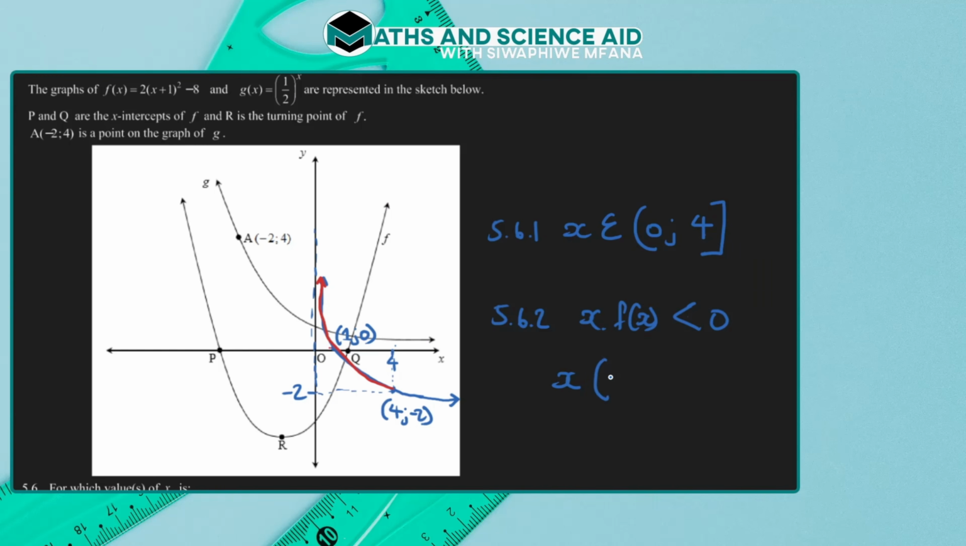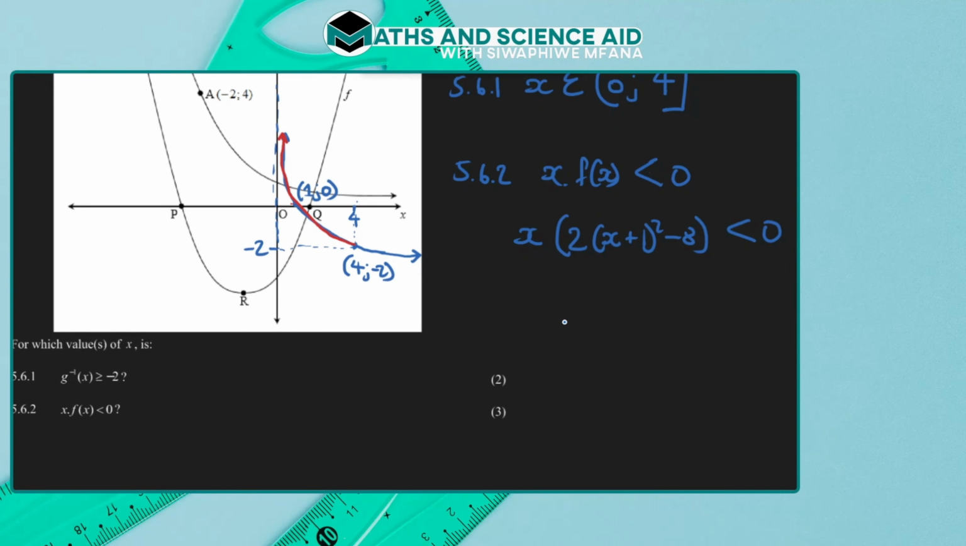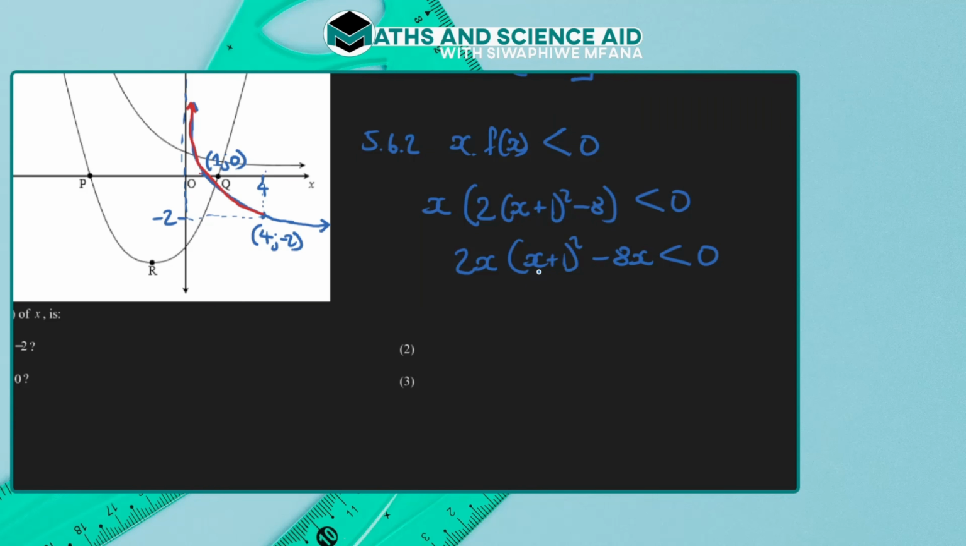So f of x has got this equation 2x(x + 1)² − 8. So we can just simply solve for x in this inequality. Let's start by multiplying by this x into the bracket. This is going to give us 2x(x + 1)² − 8x < 0. Okay, and thereafter perhaps we can expand this bracket as well.